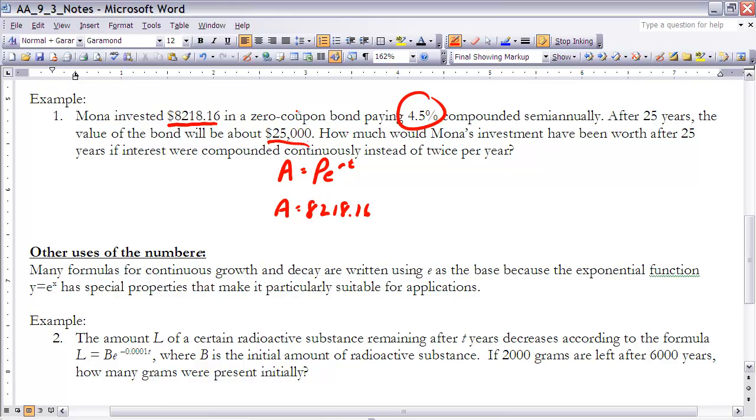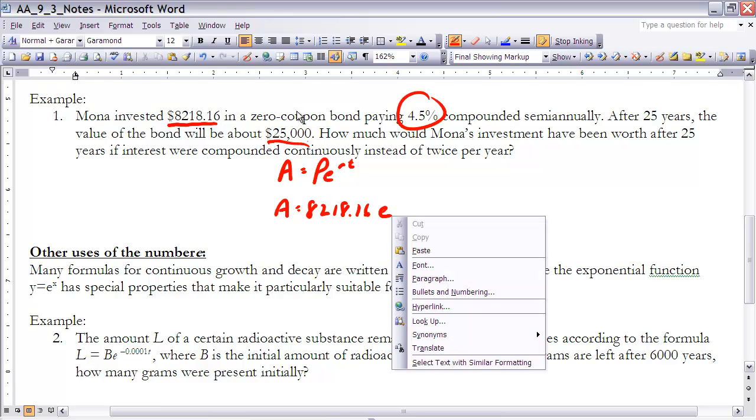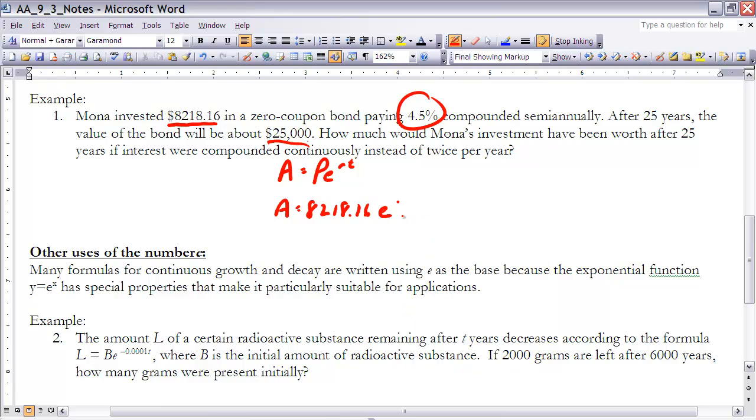82,1816, times e, and I just leave that as the number e. We can just write it like that, raised to the rt. The r was 4.5%, so it's 0.045 times t, which in this case is times 25. All I'm going to do is use my calculator to do those calculations at this time.